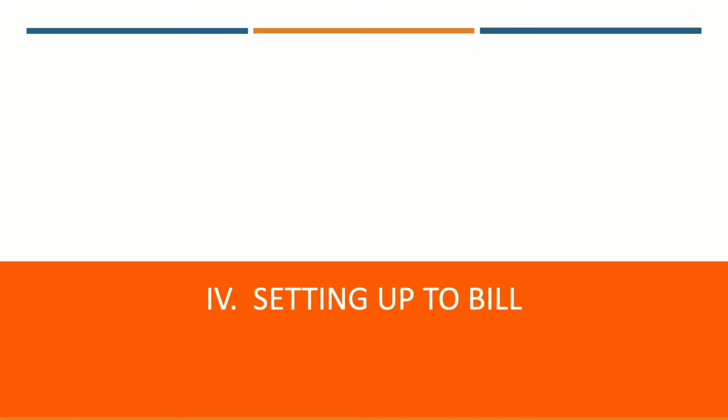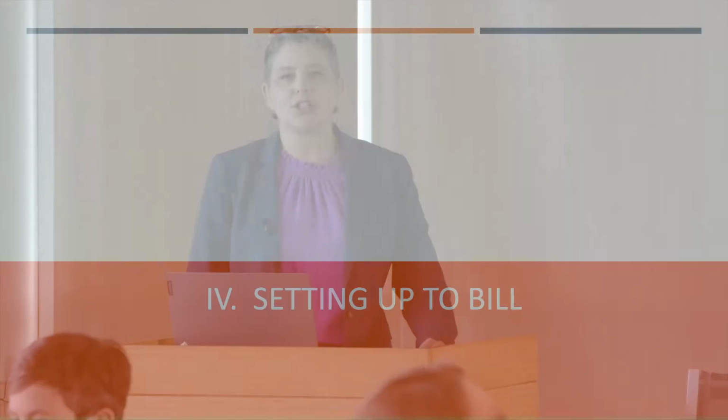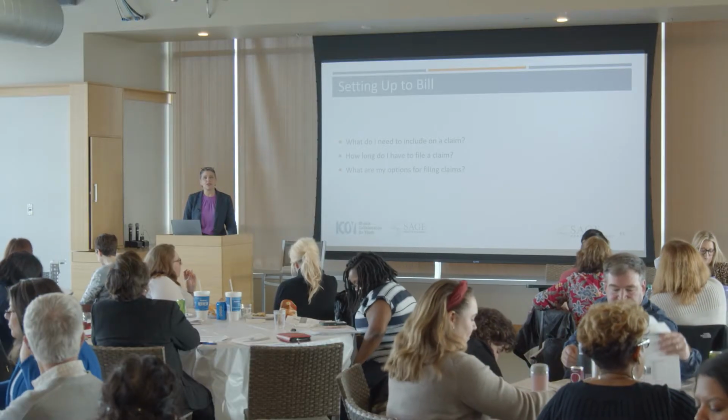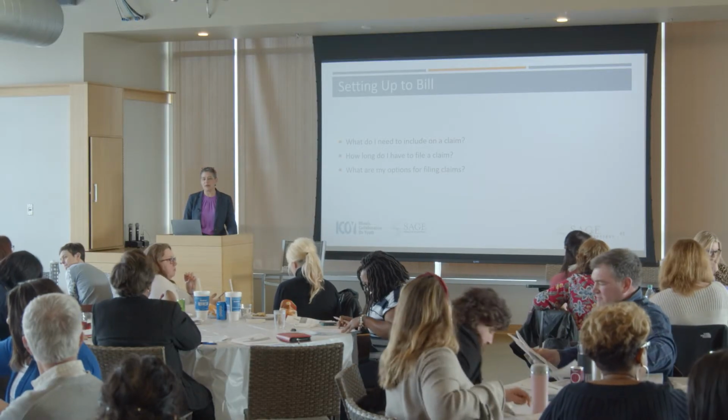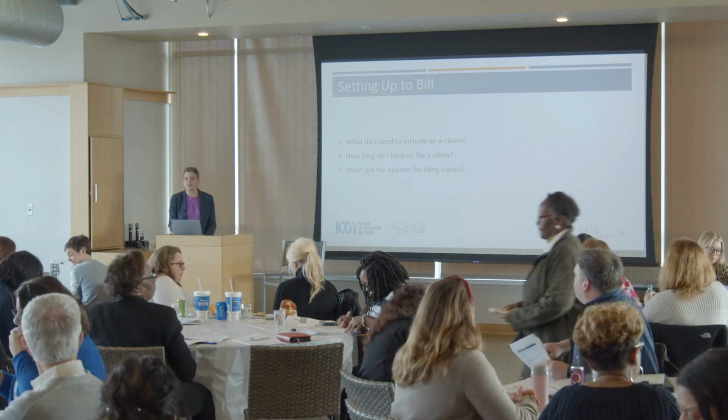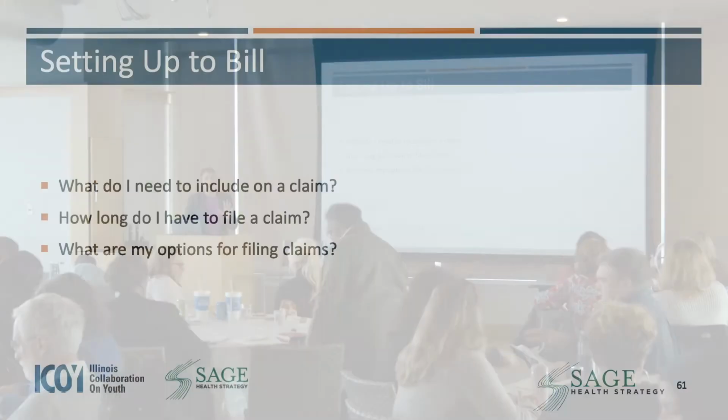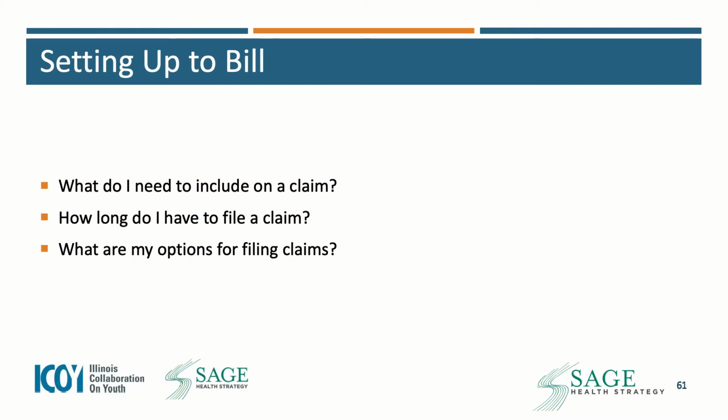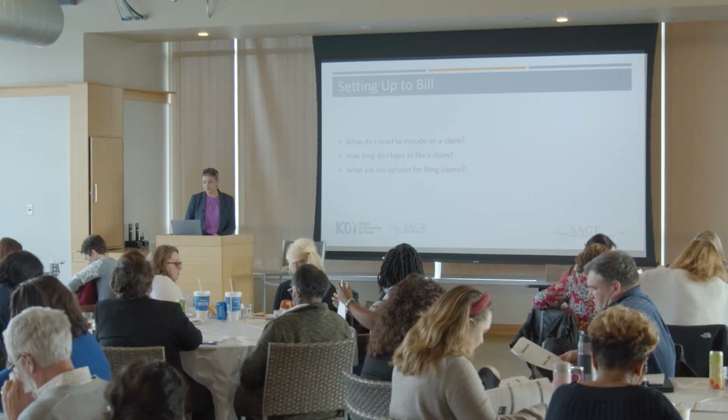So we're all credentialed, we've got our roster done, we've got a contract signed, we're going to start providing services and submitting claims. This next section is really about the very basic beginning of setting yourself up to bill. We're going to talk about what you need to include on a claim to make sure it adjudicates correctly, how long you have to file claims, which is really important, and what options you have as an agency or organization to submit claims.